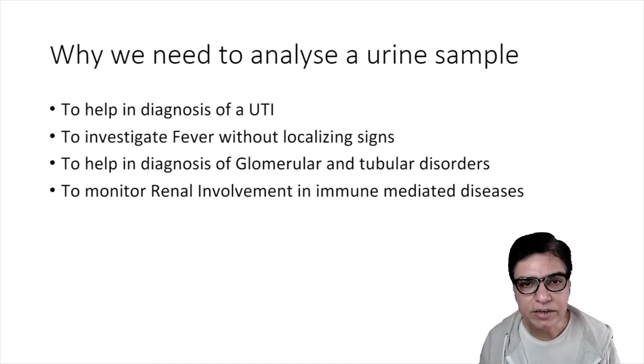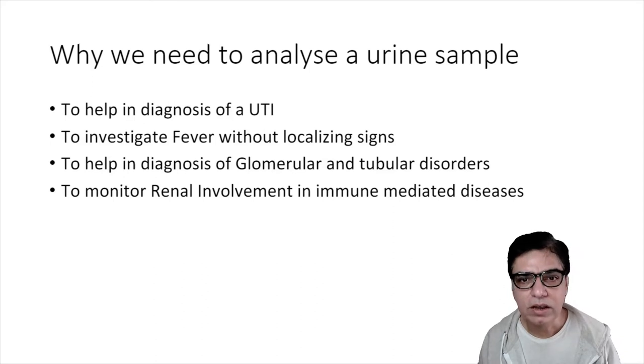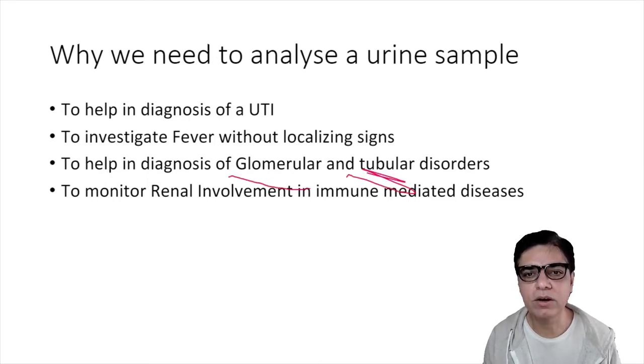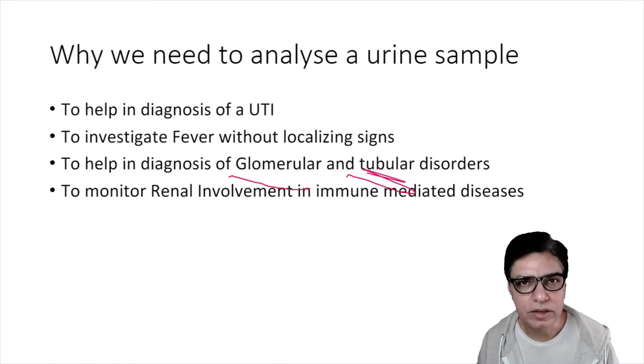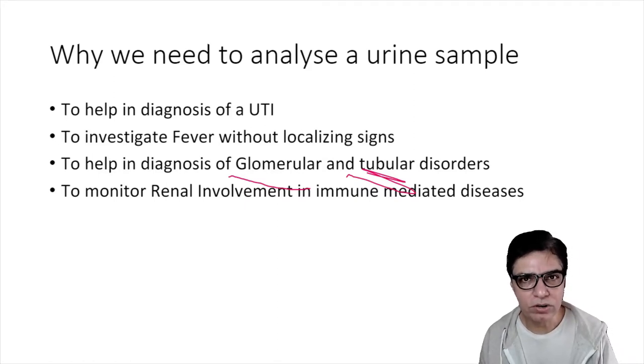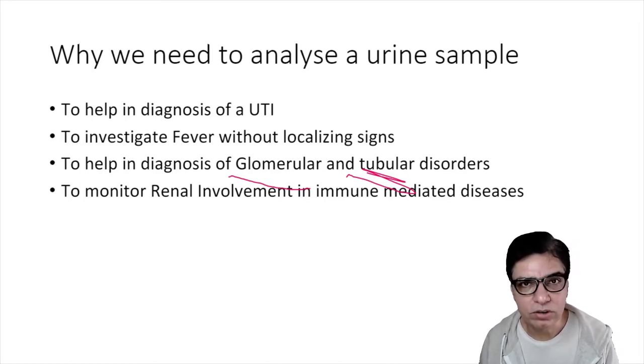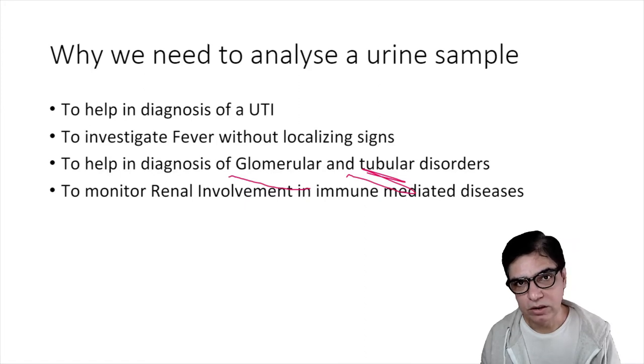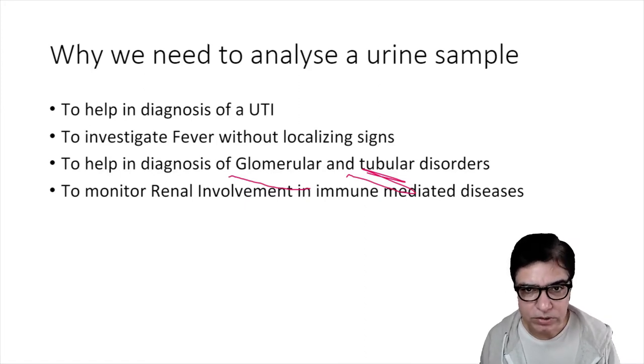Number three is that it helps us in what we call diagnosis of glomerular and tubular disorders. So glomerular and tubular disorders are basically renal disorders in which either the glomeruli or the tubules are affected. The common glomerular disorders are glomerulonephritis and nephrotic syndrome. Similarly, tubular disorders are renal tubular acidosis and different types of tubulopathies. So it helps us in the diagnosis of these glomerular disorders or tubulopathies.